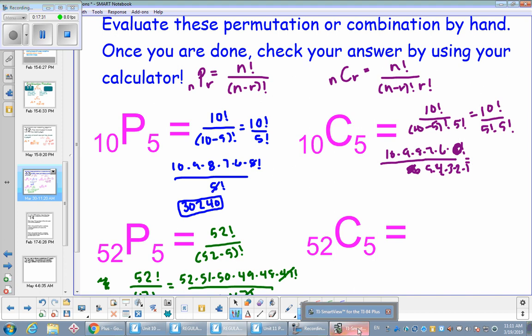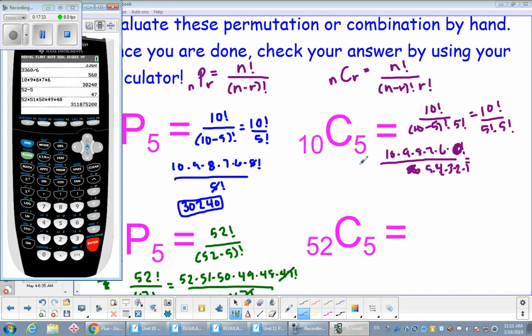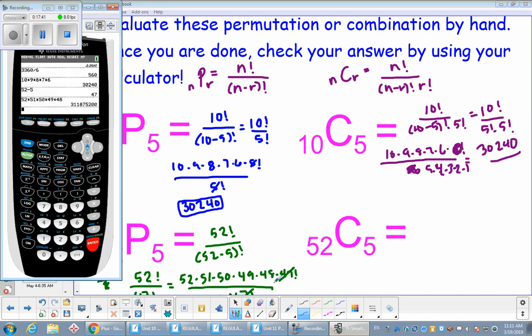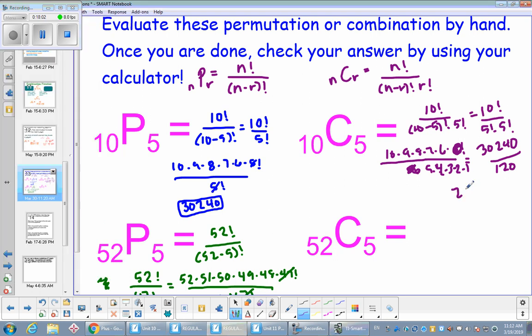So I'm just going to calculate that. The top part we already calculated on the permutation, which was 30,240. We just have to do 5, 4, 3, 2, 1, and we get 120. And then we divide them. 30,240 divided by 120 gives me 252, so much smaller than the permutation for that.